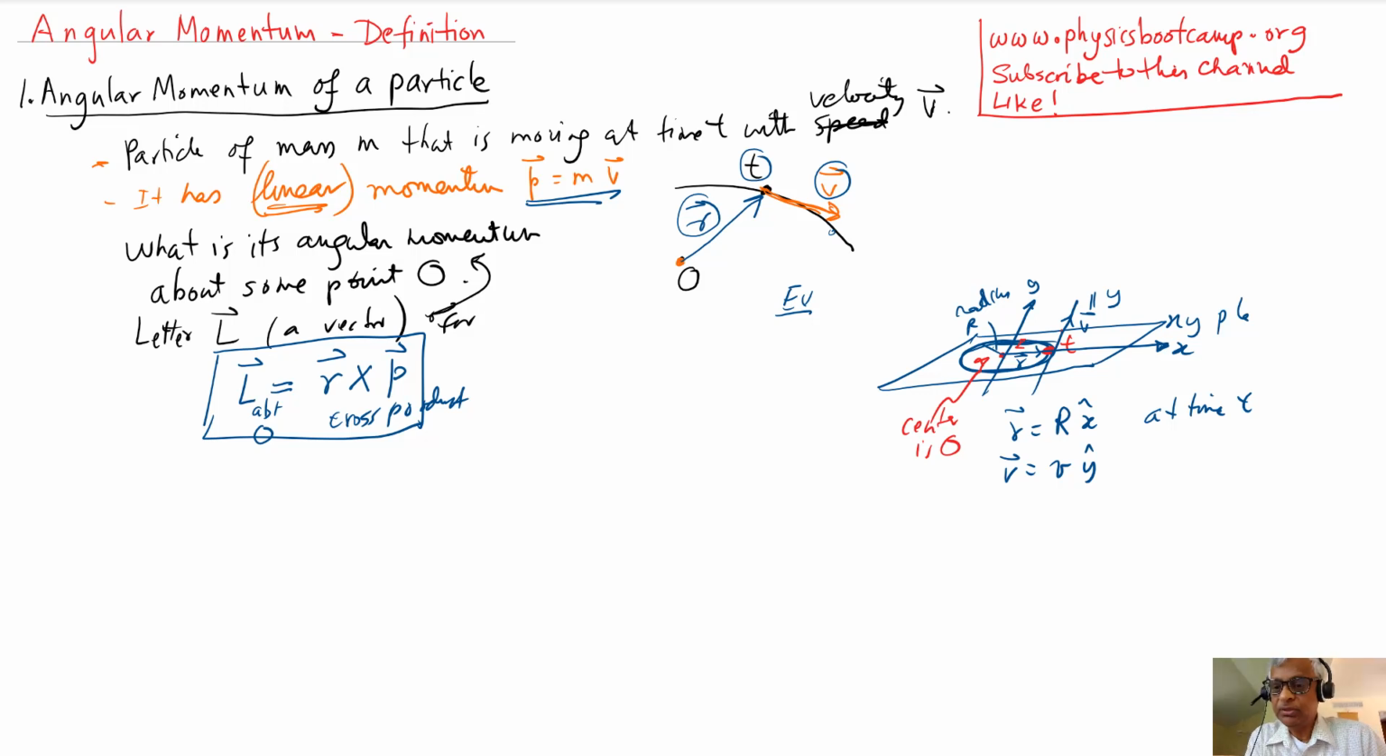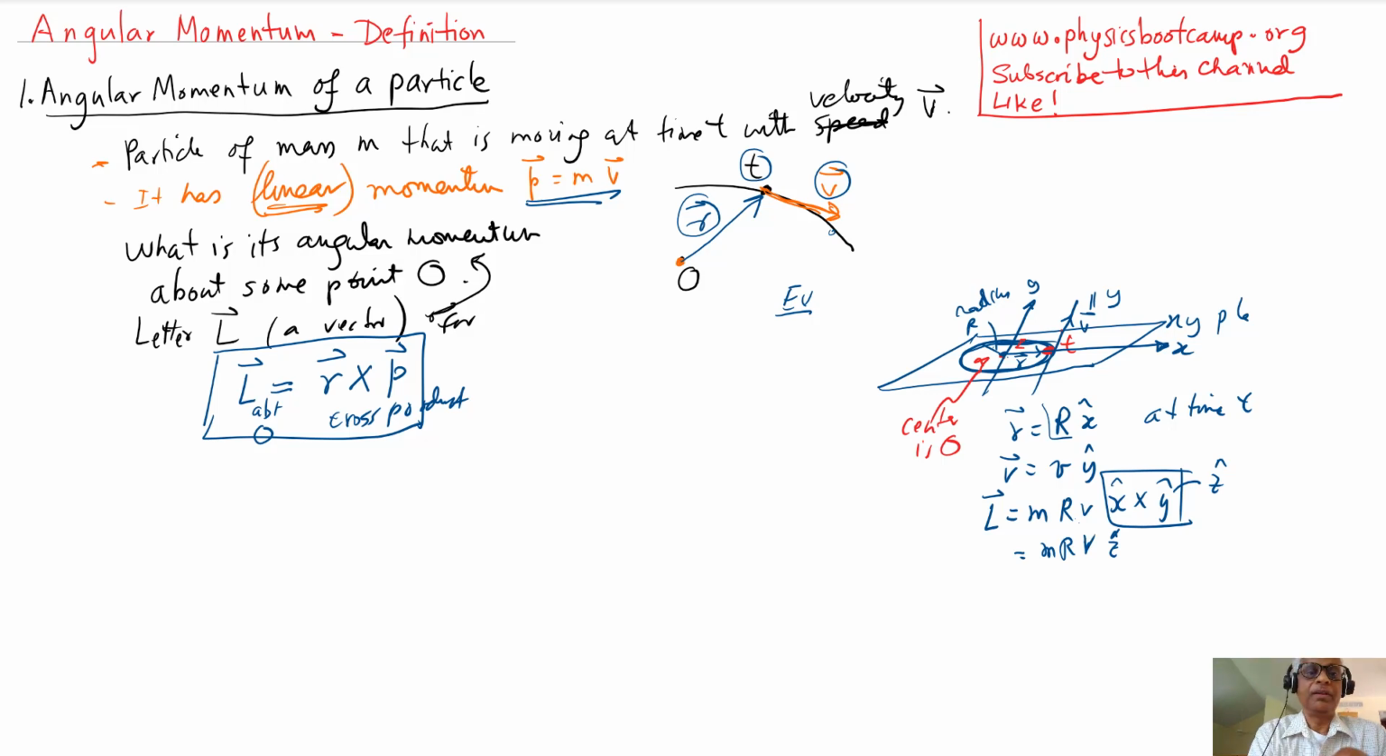So in this example, I've got L equals m, these are the scalars, r and v, and x hat cross y hat. Now this is z hat. So angular momentum, although this object is moving in the xy plane, actually any object moving in the xy plane, the angular momentum about a point in the plane will always be along the z-axis. So this is actually m r v z hat.